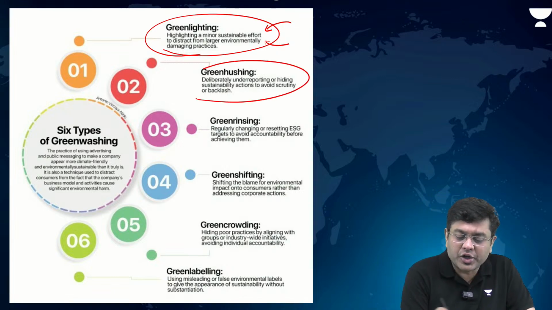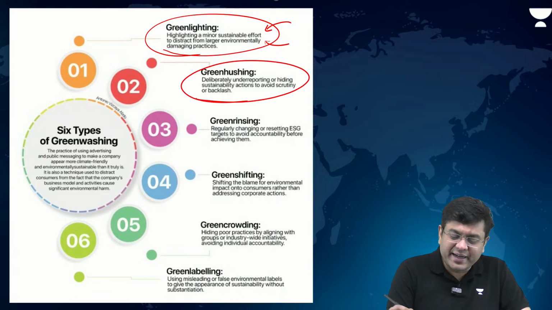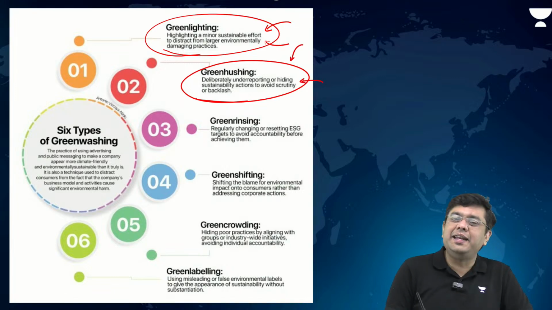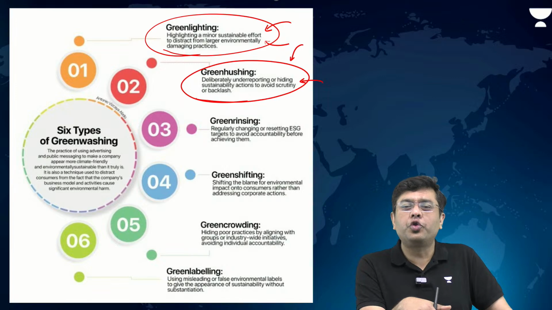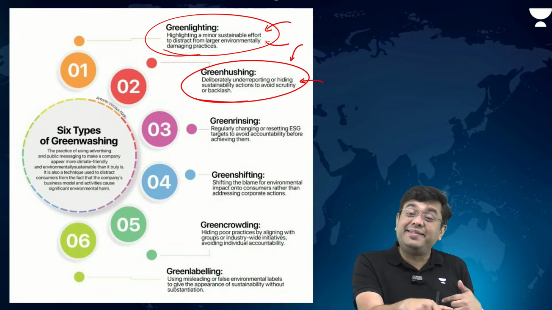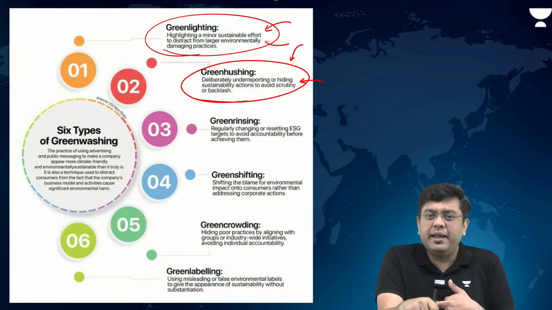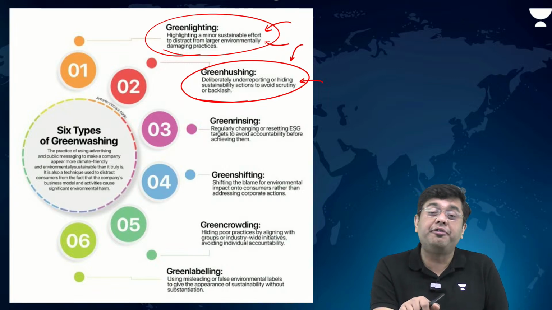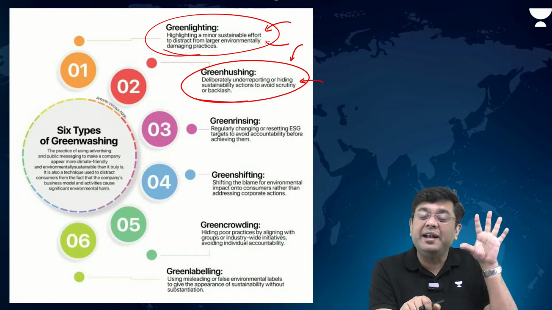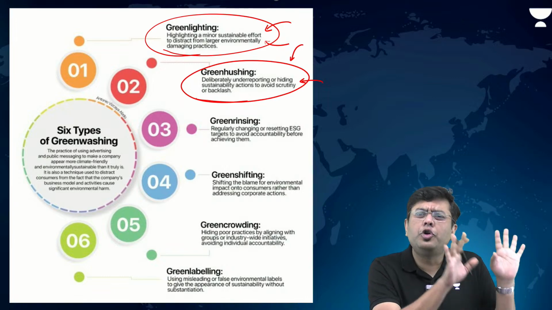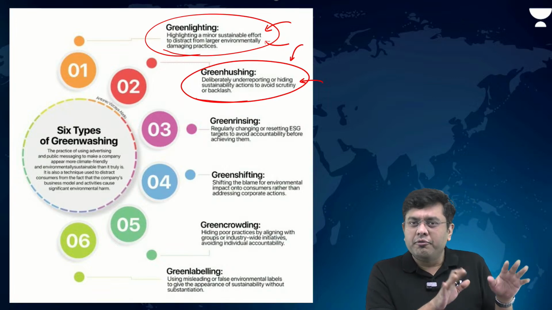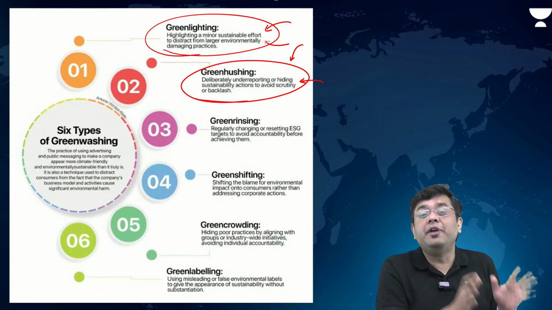Then you have green hushing. What is green hushing? Deliberately underreporting or hiding sustainability action to avoid scrutiny. If I say I'm environmentally friendly, tomorrow 5 people will try to study whether I'm in fact environmentally friendly or not. They might find some loopholes. So let's not talk about it at all. That is green hushing, where your entire claim would otherwise be verified.